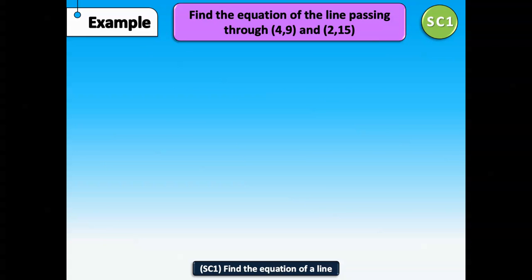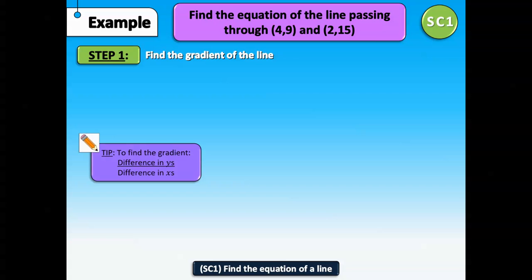So we want to find the equation of a line that passes through (4, 9) and (2, 15). So we first of all find the gradient of the line. To find the gradient of the line, we do the difference in the y-coordinates over the difference in the x-coordinates. So the gradient will be 15 take away 9 over 2 take away 4. 15 take away 9 is 6, and 2 take away 4 is minus 2. 6 divided by minus 2 is minus 3. So the gradient of the line is minus 3.